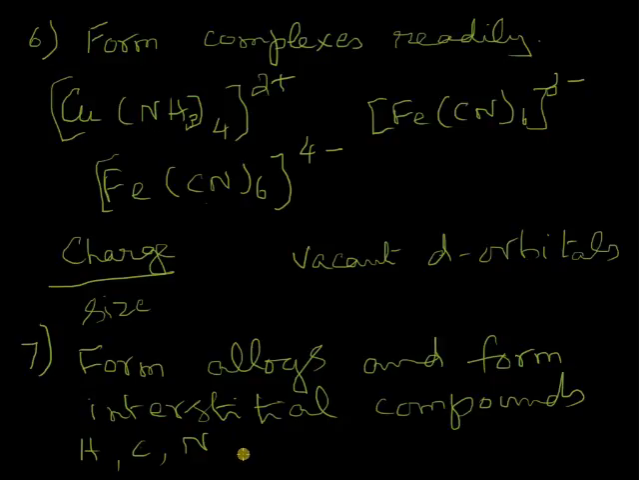You know, steel is much stronger than iron. That is because of the presence of carbon in the interstices, which increases the hardness of the metal. It will retain electrical and thermal conducting property also, but it will be less malleable and ductile. So this is about formation of interstitial compounds by transition metals.